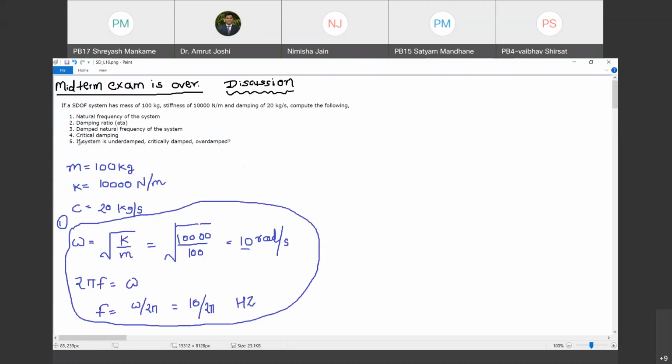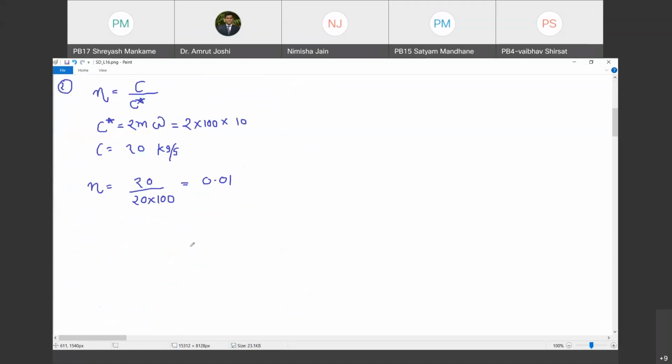Now look at the last question here: if the system is under damped, critically damped, or over damped. We know that when eta is equal to 1, the system is critically damped. For eta less than 1, it is under damped, and for eta greater than 1, it is over damped. As it is less than 1, here itself you can write down the answer to question number 5. That is, the system is under damped. Are you with me? Yes, sir. Nothing else needs to be done.